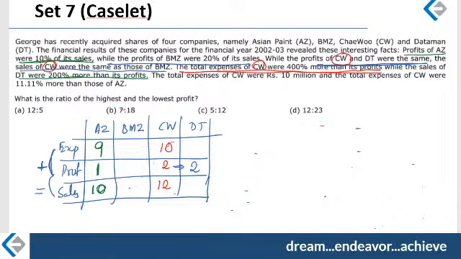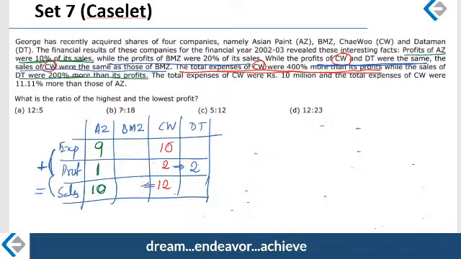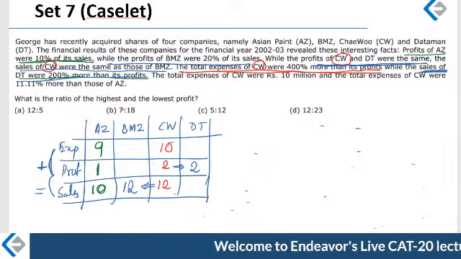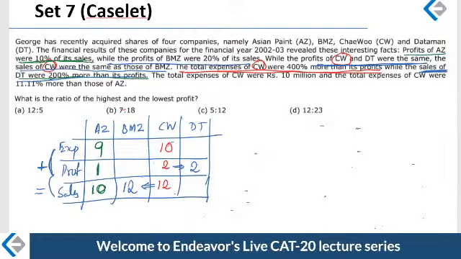Good. Now these two are the same. CW and BMZ are the same. So this is 12, and that's also 12. Great. Now let's come back to some of these numbers here. The sales of DT were 200% more than its profit. Now, sales are 200% more than its profit. The sales of DT.